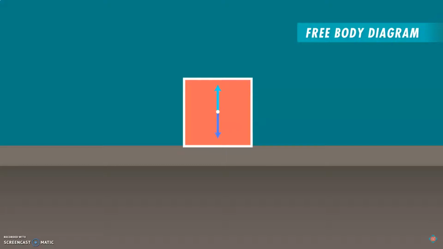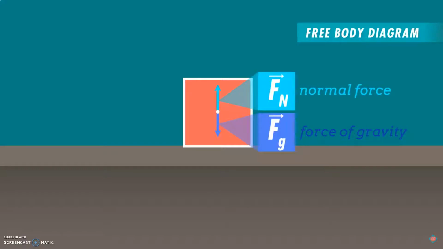For our box, the free body diagram is pretty simple. There's an arrow pointing down, representing the force of gravity, and an arrow pointing up, representing the force of the ground pushing back on the box. Since the box is staying still, we know that it's not accelerating, which tells us that those forces are equal, so the net force is equal to 0.